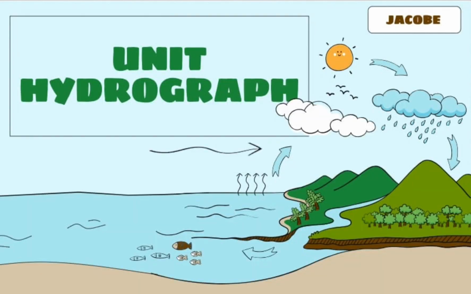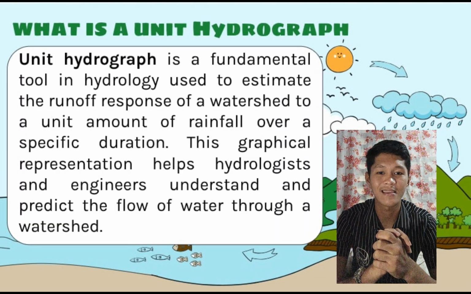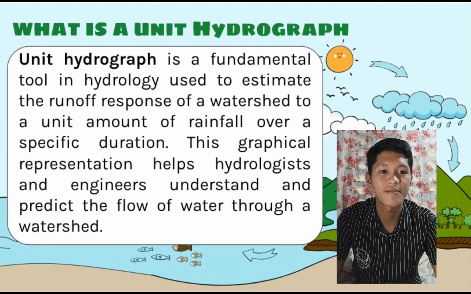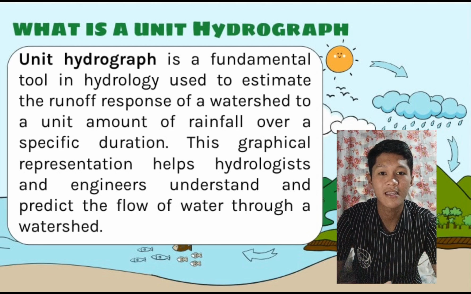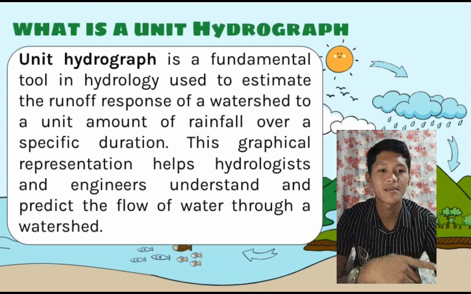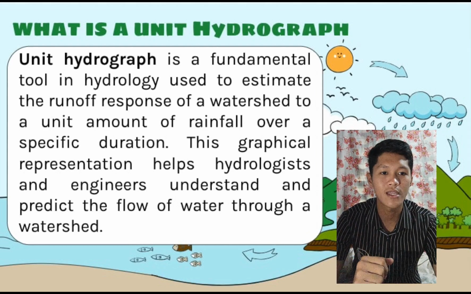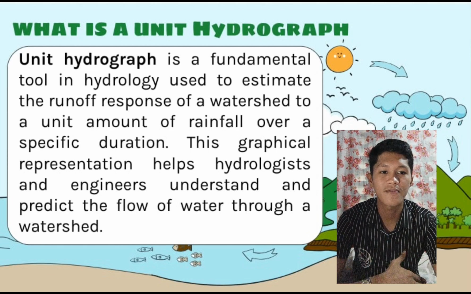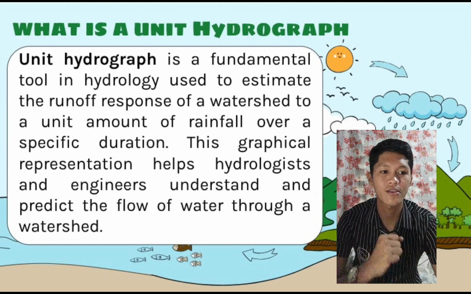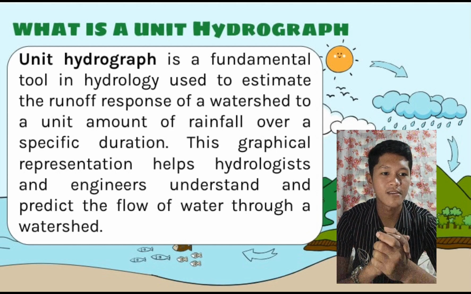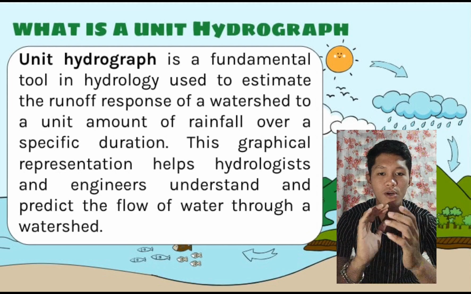Jacobe, and today I will be discussing unit hydrograph. So what is unit hydrograph? A unit hydrograph is a fundamental tool in hydrology used to estimate the runoff response of a watershed to a unit amount of rainfall over a specific duration. This graphical representation helps hydrologists and engineers understand and predict the flow of water through a watershed.